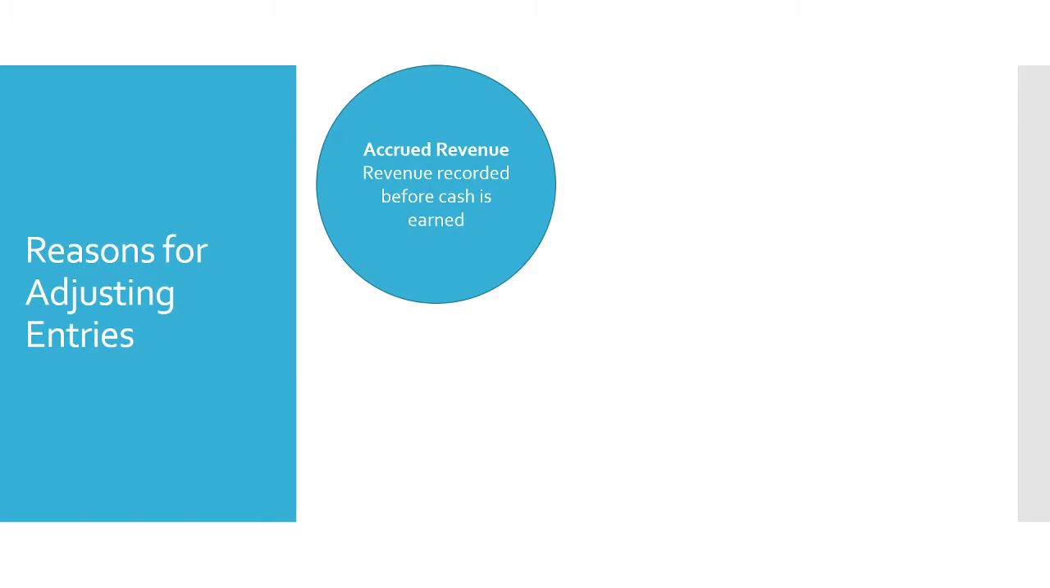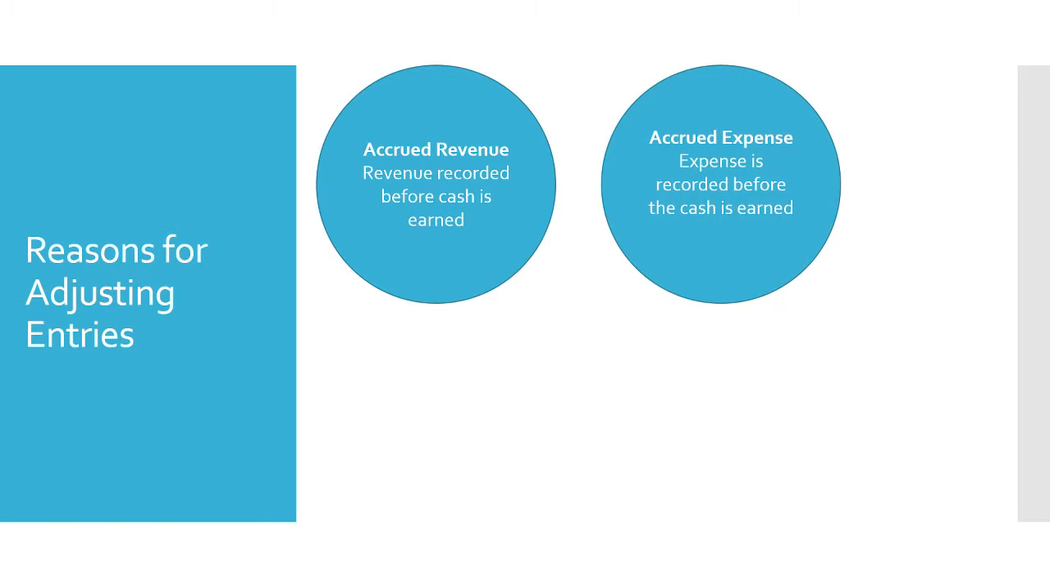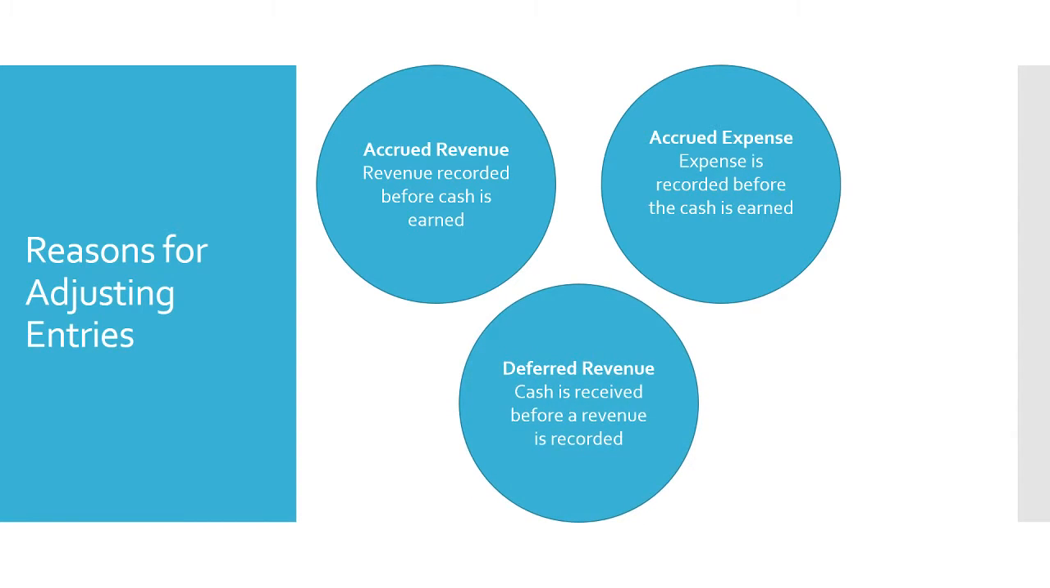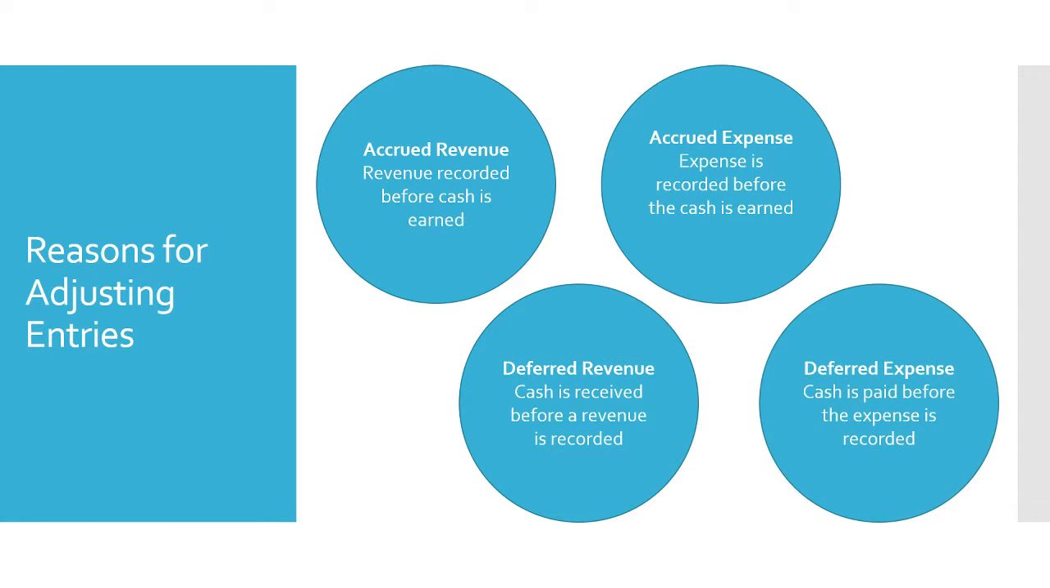Accrued revenue is revenue recorded before the cash is earned. Accrued expense is when expenses are recorded before the cash is earned. Deferred revenue is the term applied to receiving cash before the revenue is earned. And finally, deferred expense is when cash is paid before the expense is recorded.